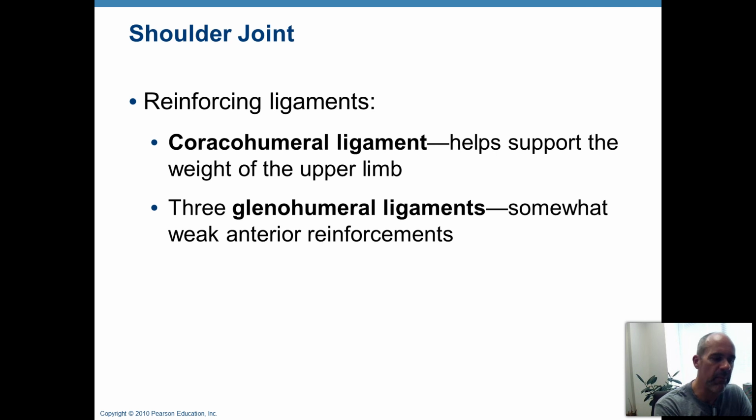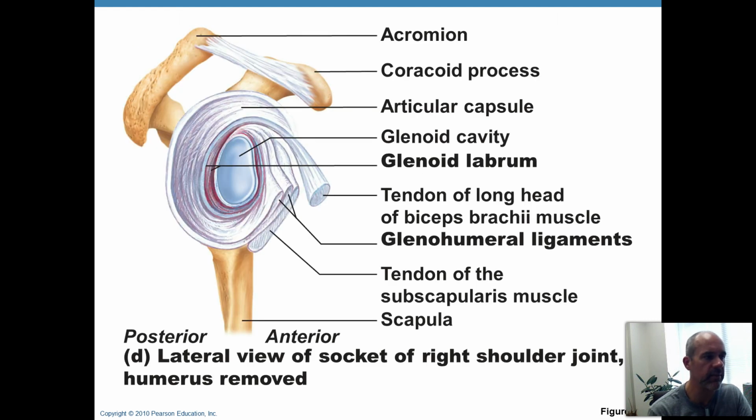Lots of tendons of muscles and ligaments and bursae and tendon sheaths, all these things squeezed together at that location, gives you lots of opportunity for things to become injured.